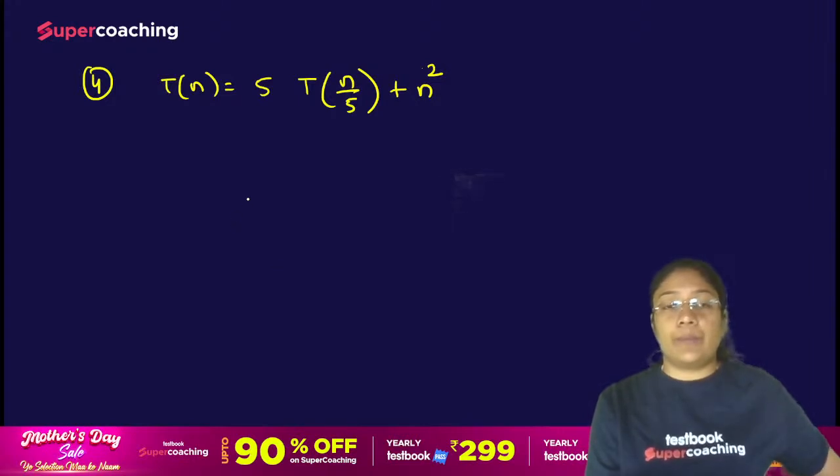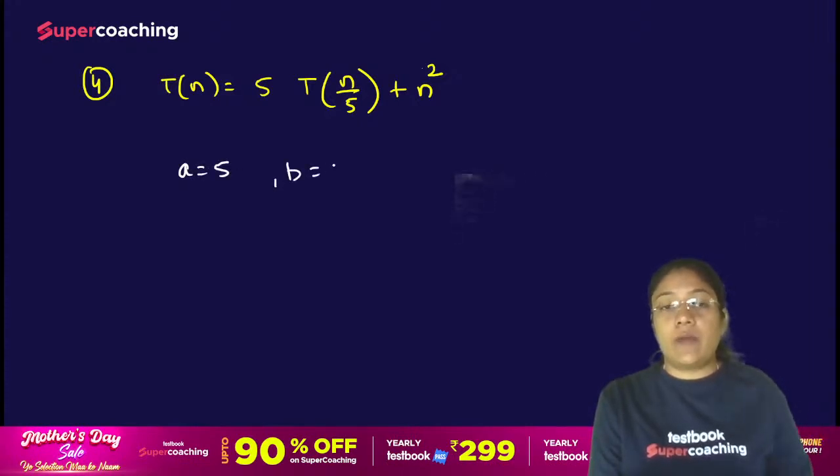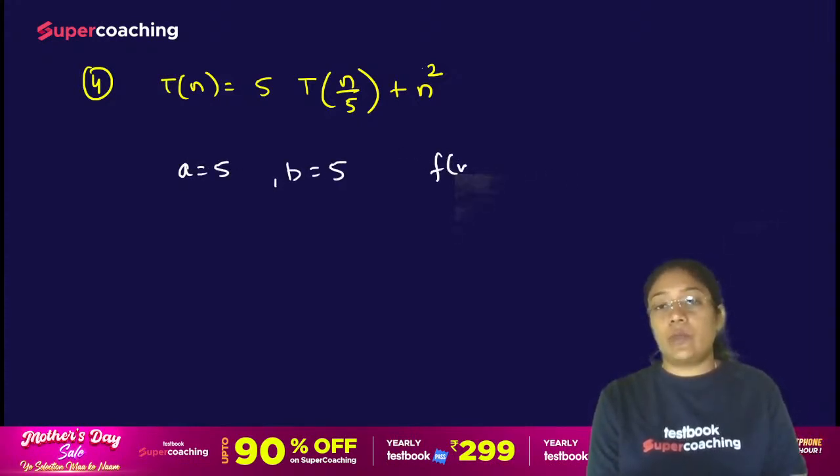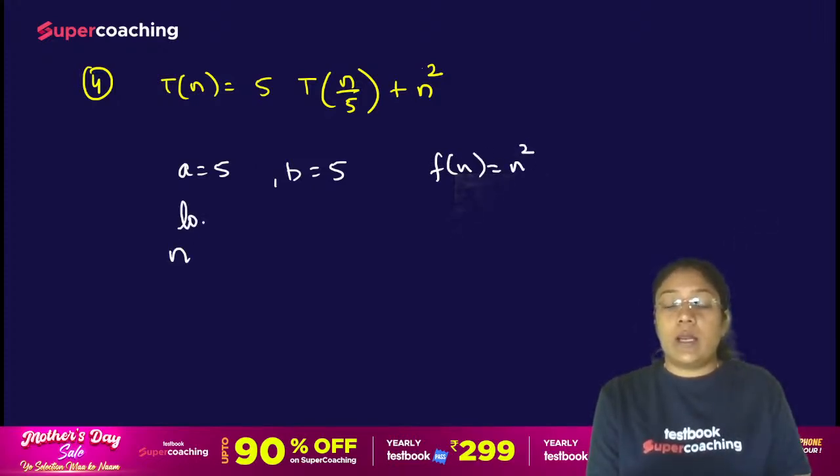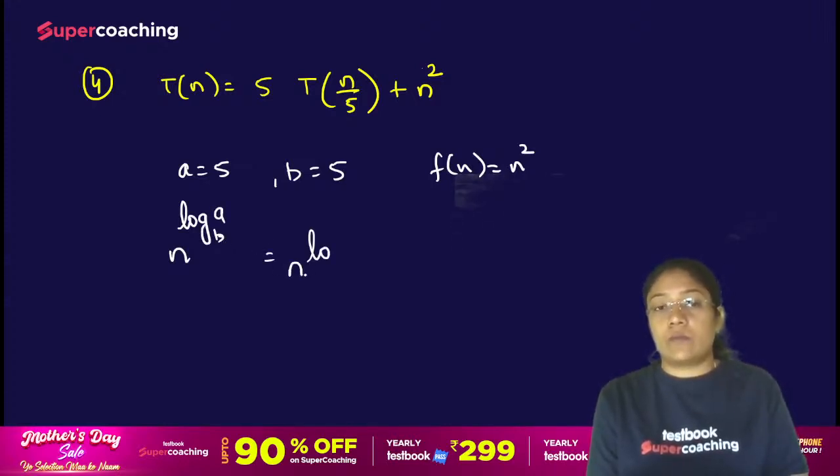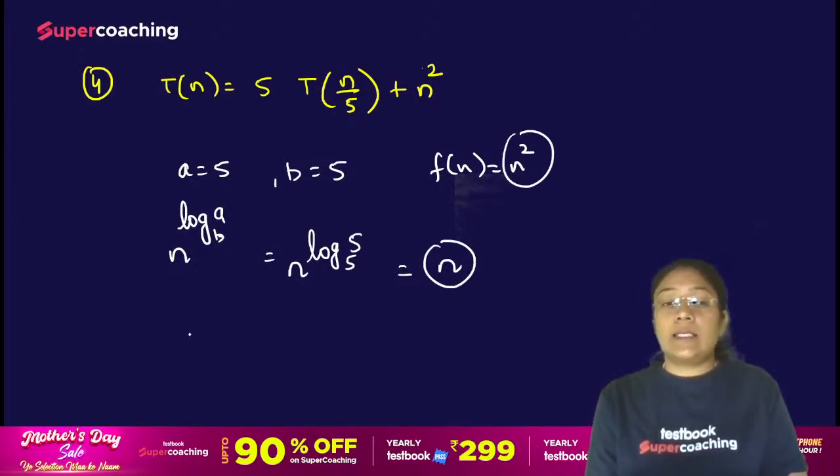N square. Okay. So here A is equal to 5, B is equal to 5, and f of n is equal to n square. N raised to power log A base B comes out to be n. And if we compare these two functions, clearly n square is greater. So T of n is equal to theta of n square.